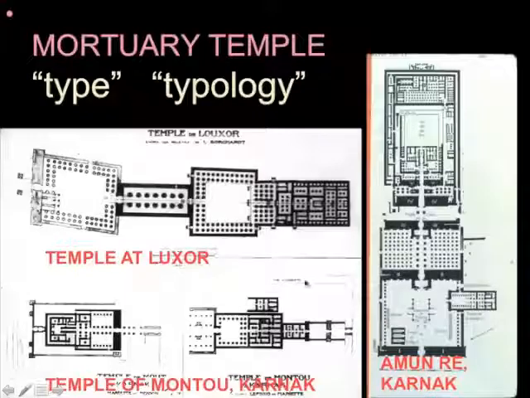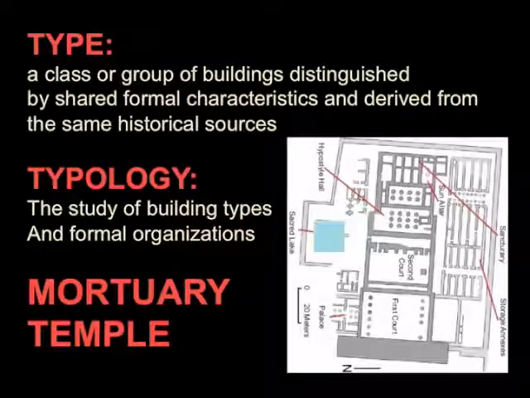And then you get a series of hypostyle halls. Hypostyle hall here, hypostyle hall here, hypostyle hall here, these halls full of columns. Constituent parts laid out in quite different ways, spatially goofy, you might even say, but nonetheless close enough to the normative type to deserve that title. And again, let's review the word type and typology, words that you'll be using again and again. A class or group of buildings distinguished by shared formal characteristics and derived from the same historical sources.